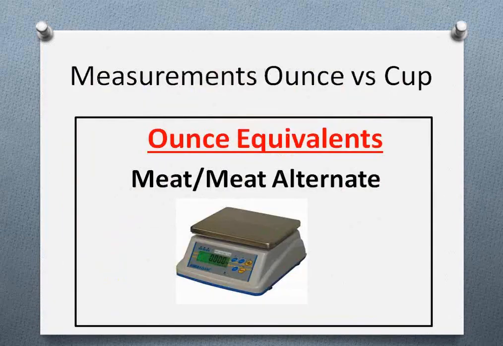Let's move on to the meat alternate ounce equivalents. This can be a little bit tricky because many times we see schools just measuring things by the true ounce weight that you have in the maybe raw product or a product that's filled with water.